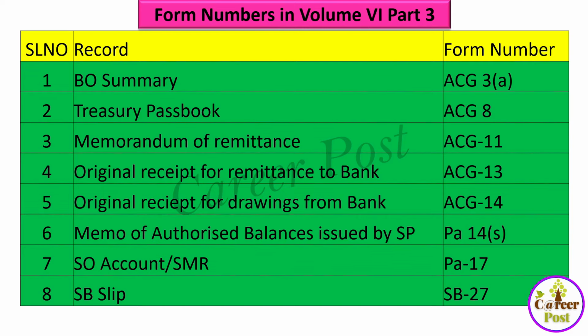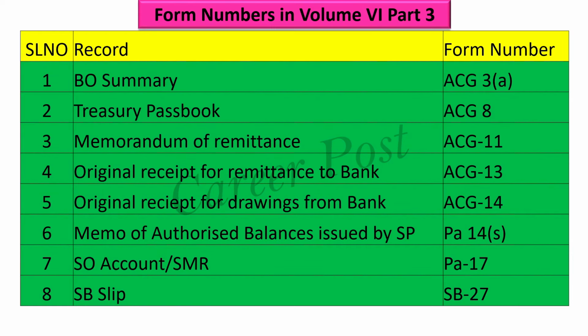Treasury Passbook is ACG 8. Treasury Passbook means it is a book that is used for cash remittance. Whenever you remit cash to the bank, there you will use this Treasury Passbook. You will write the amount credited to the bank and the date on which it is credited. All these details will be noted in the Treasury Passbook, and this will be stamped by the bank in token of having received the amount. This is the earlier procedure, and it is being followed now also.